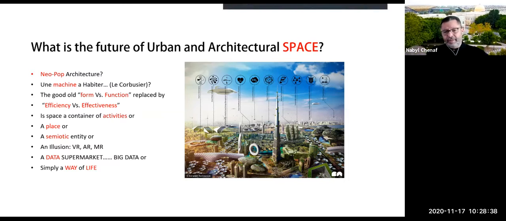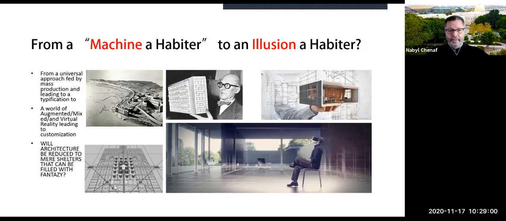But the other thing that came into the equation is the AR, VR, MR, and so on. So virtual reality, augmented reality, mixed reality, and big data. Big data, my God, this is the other thing. Or the city should be simply a way of life. So here is Le Corbusier, with his very, very advanced, not necessarily good, advanced ideas about how cities should be.